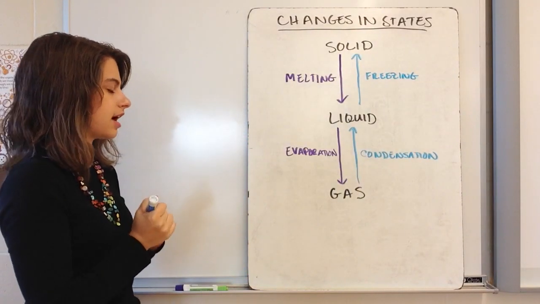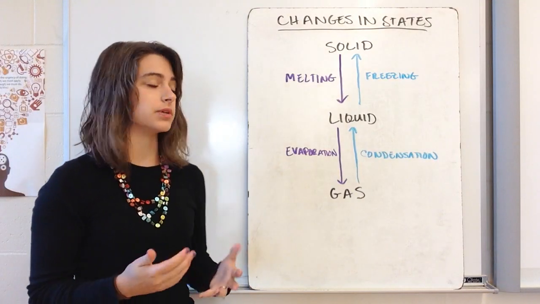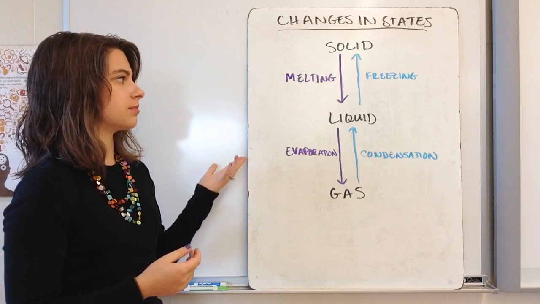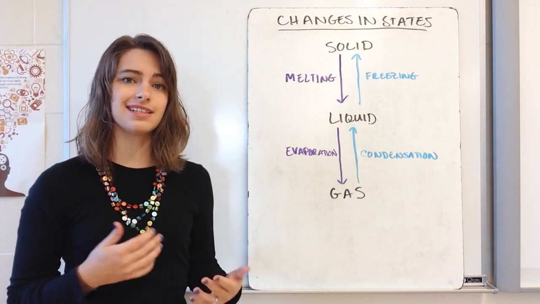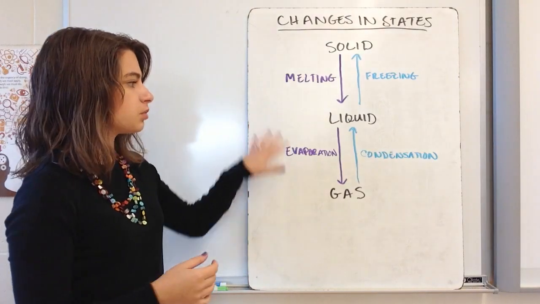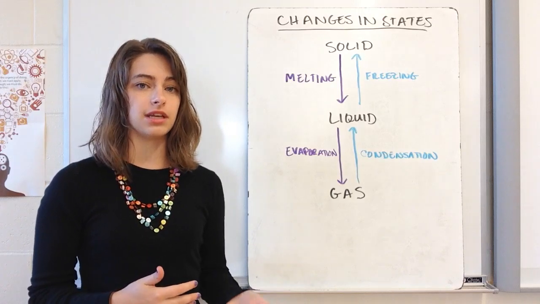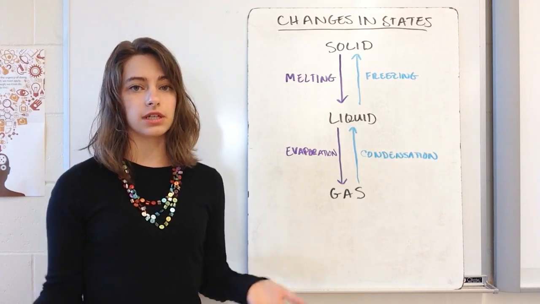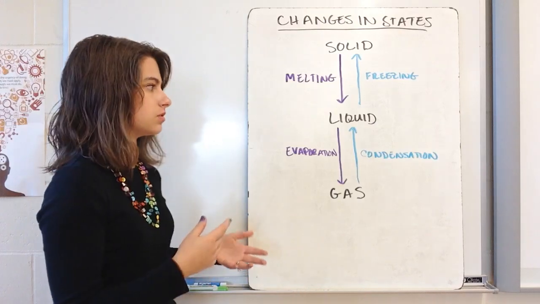So we often think of these changes in state, or these phase changes, happening at certain temperatures. For instance, we usually think that something has to be warm in order for it to melt. It has to be cold in order for it to freeze. And that's not necessarily true. These words just describe what type of change is happening. So anytime something is freezing, it's going from a liquid to a solid. Doesn't necessarily mean it's cold, it just means that it's going from a liquid to a solid.